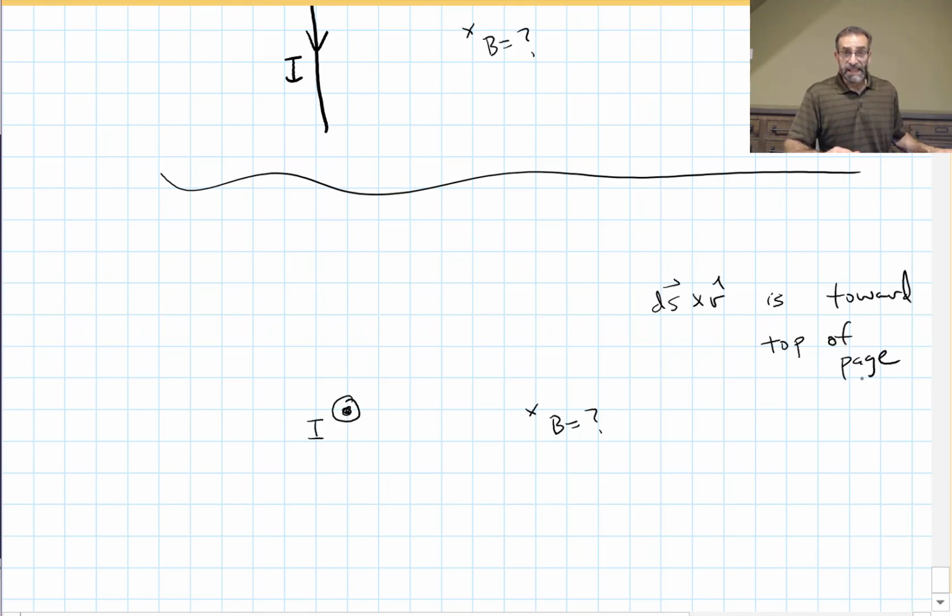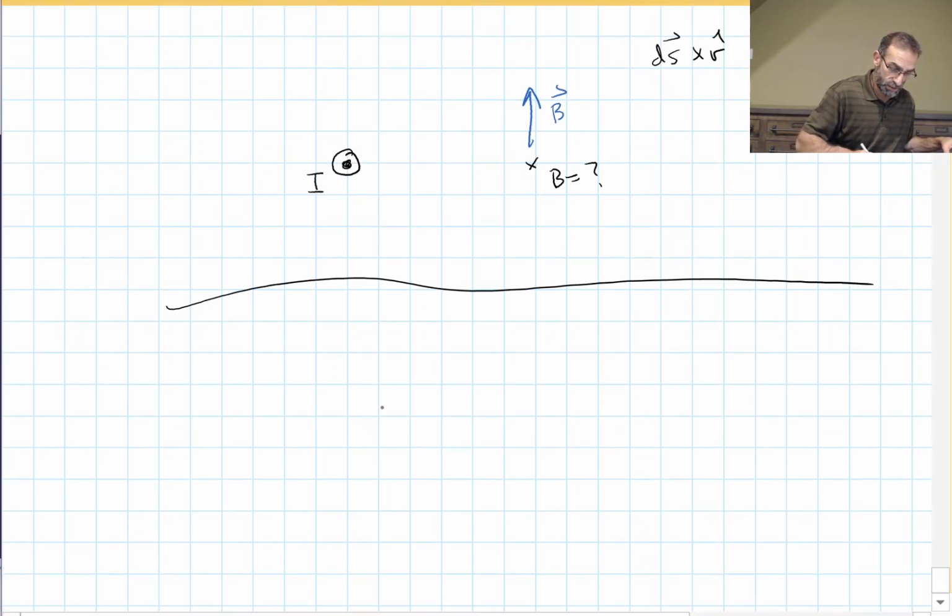In this case, it's probably better to use the other right-hand rule. Put your thumb in the direction of the current. Your fingers roll around in the direction of the magnetic field. So at this point, what direction is the magnetic field? Toward the top of the page. Good. Let's do another one.